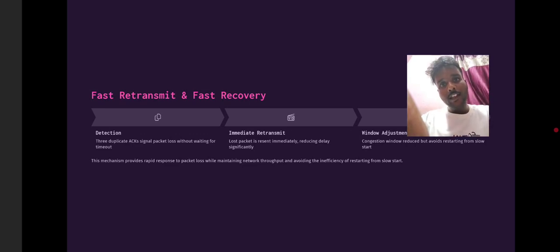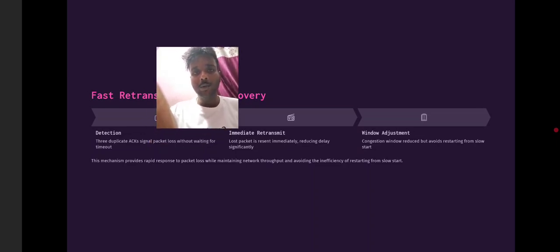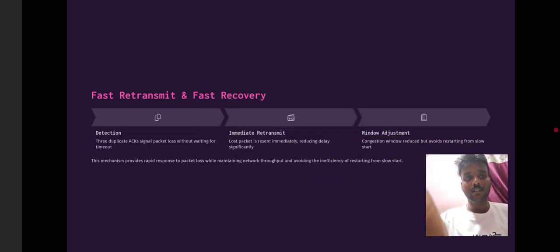Detection: 3 duplicate ACKs signal packet loss without waiting for timeout. Immediate retransmit: the lost packet is resent immediately, reducing delay significantly. Window adjustment: the congestion window is reduced but avoids restarting from slow start. This mechanism provides a response to packet loss while maintaining network throughput and avoids the inefficiency of restarting from slow start.